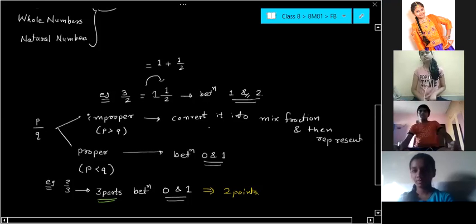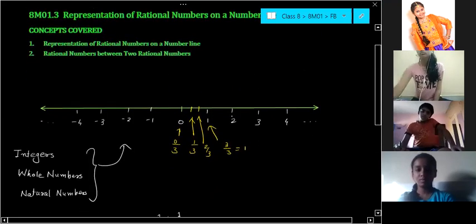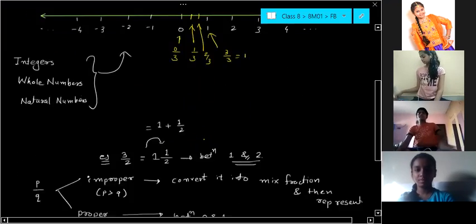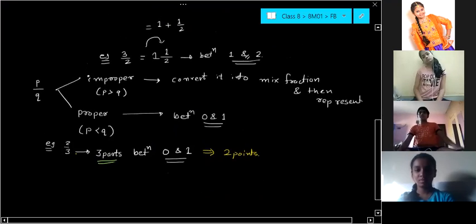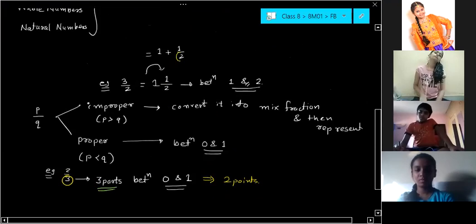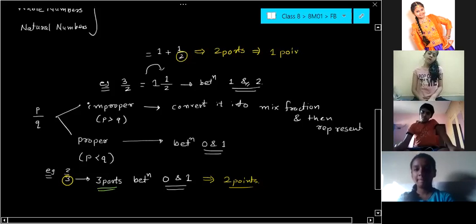Now, Shravya, over to you. Between 1 and 2, how can I represent it here? How many parts do I need to make? So 2 parts. Right. So from where can you analyze the parts? From the denominator. From the denominator, you can analyze how many parts. Here in the denominator, we have 2, so 2 parts. And for 2 parts, how many points will be required? 1 point.